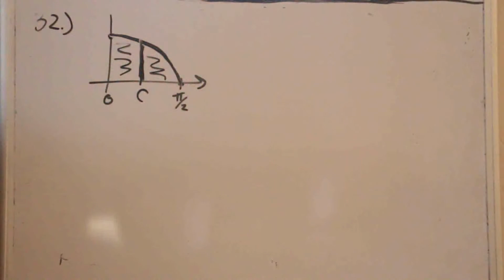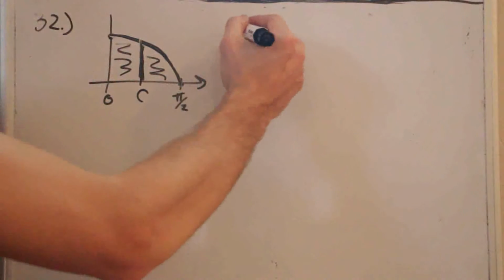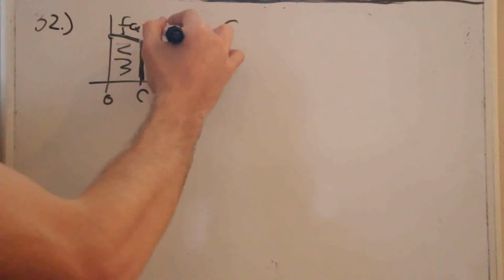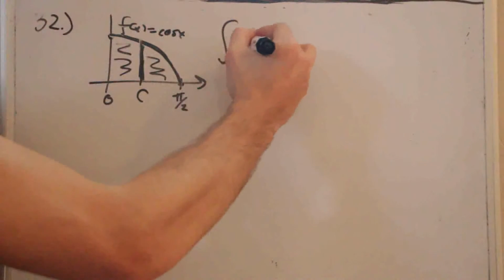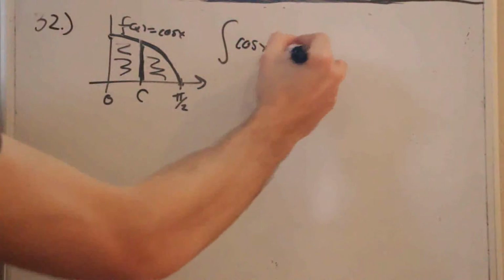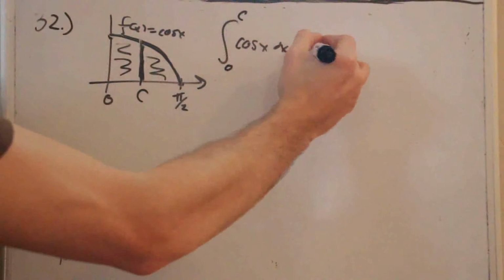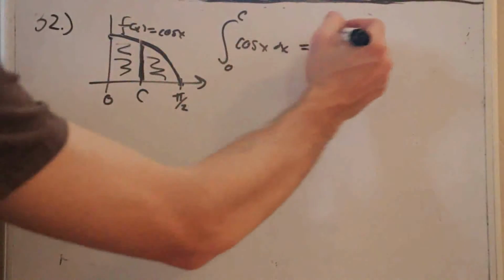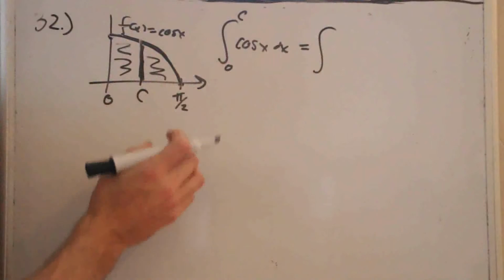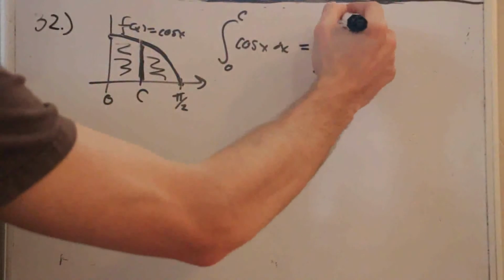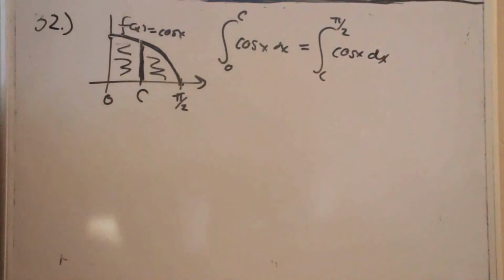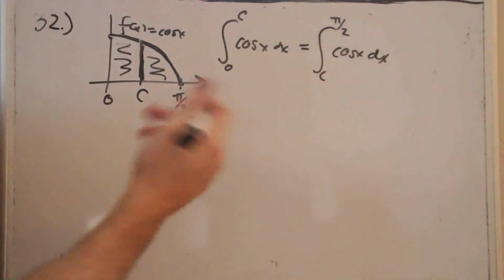Well, how do I find the area of the regions? I take the integral. So what is it saying? Well, this is my function, which is f of x equals cosine x, right? So I'm taking the integral of cosine x dx from 0 to c, and I'm saying that is equal to the area of the second region. So the integral from 0 to c is equal to the integral from c to pi over 2 of cosine x dx. Right?